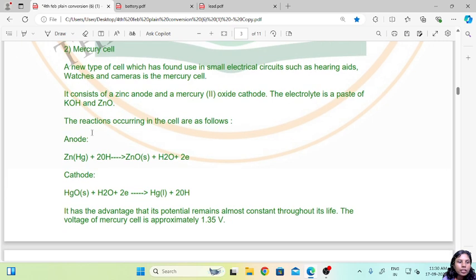Now let's next look at the mercury cell. A new type of cell which was found to be used in small electrical circuits such as hearing aids, watches and cameras is the mercury cell. These mercury cells are the tiny round circular batteries which usually go into our digital watches. It consists of a zinc anode and a mercury oxide cathode. The electrolyte is a paste of KOH, that is potassium hydroxide, and zinc oxide.